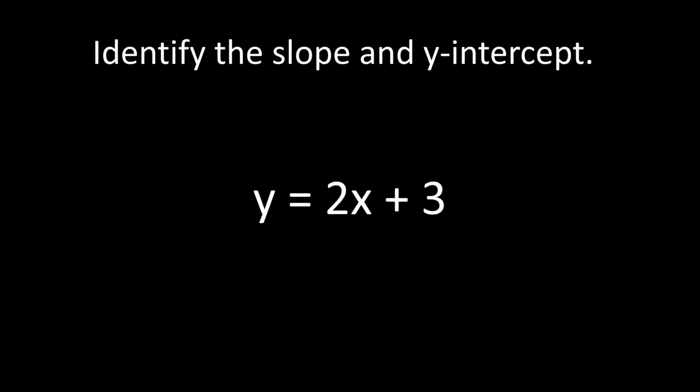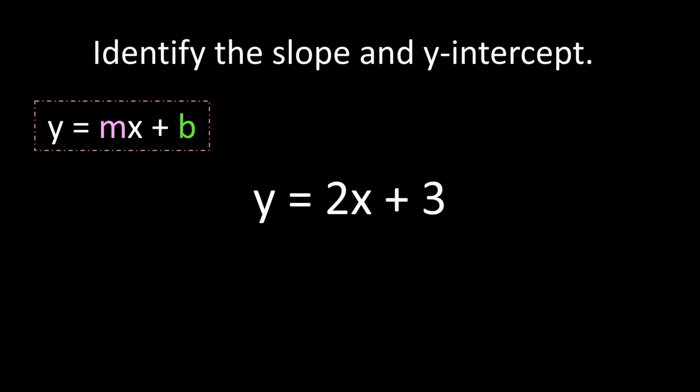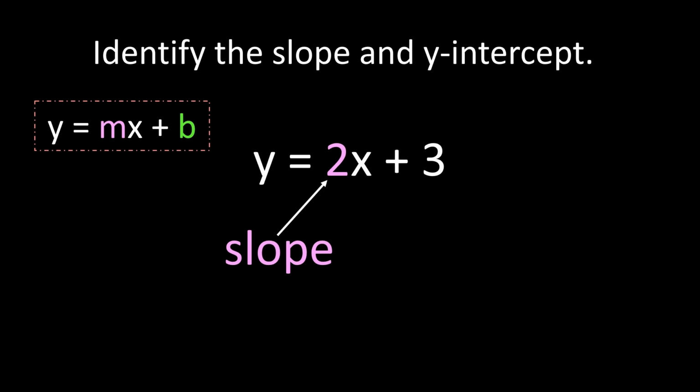I want to identify the slope and y-intercept in the equation y equals 2x plus 3. And if our equation is in slope-intercept form, the form of y equals mx plus b, then all I have to do is identify the parts of the equation that are in place of m and in place of b in my equation. So m is the slope, and in my equation, 2 is where m is.